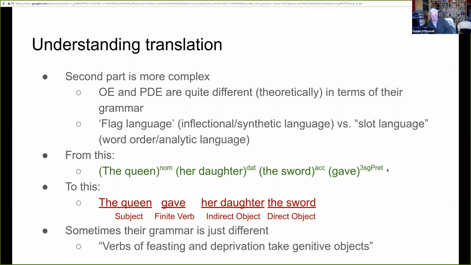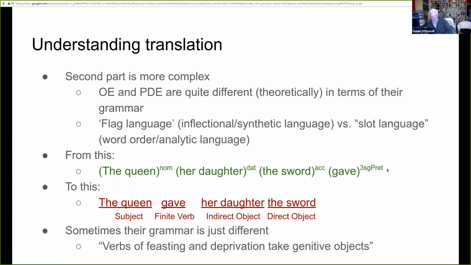So what we've got to do is find out, okay, what goes in the subject slot? Well, we look for the nominative. So the queen, bam, the queen. And then the next one for us is the verb. We've got to go find a verb. So it's not her daughter, because that's dative. It's not the sword, because that's accusative. Oh, there it is, third singular preterite, gave. So then we got to move it to the second spot. The queen gave. And then we've got to ask ourselves, what did she give and to whom?